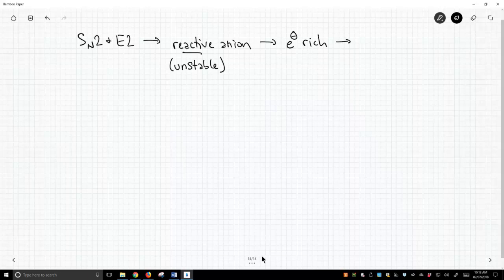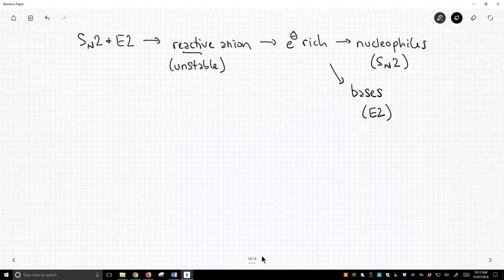They are either going to behave as a nucleophile. Nucleophiles attack carbons. This takes us into the world of SN2 reactions. Often, electron-rich things act as bases. What do bases do? They remove protons. And so that puts us into the realm of the E2 reaction.